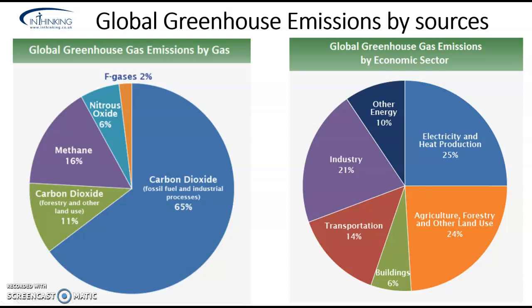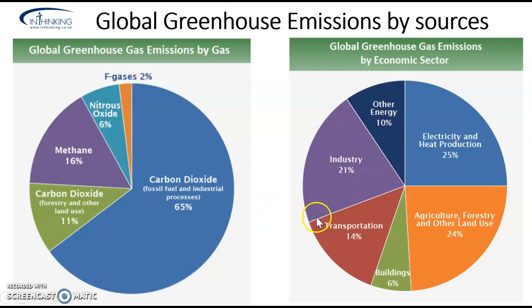So if we take a look at this graphic on sources of emissions, we can see that carbon dioxide, largely through fossil fuel and industry, produces 65% of greenhouse gases in our atmosphere. And then smaller amounts here through methane, nitrous oxide.